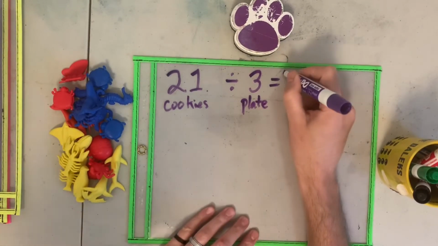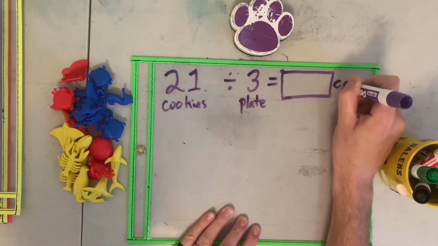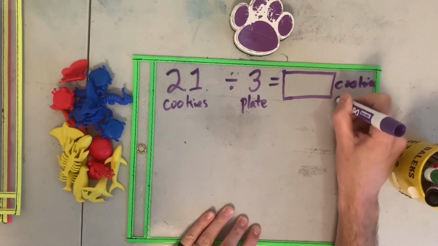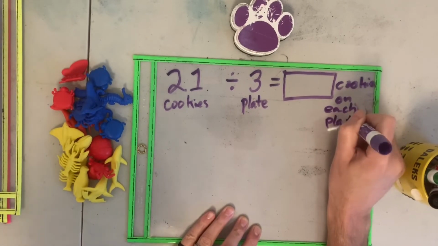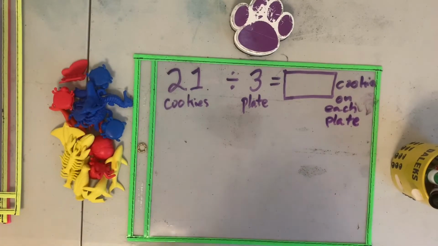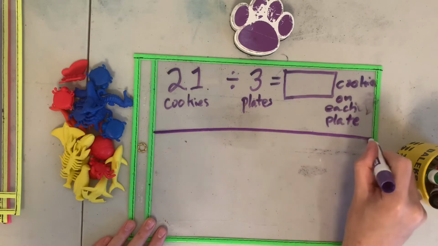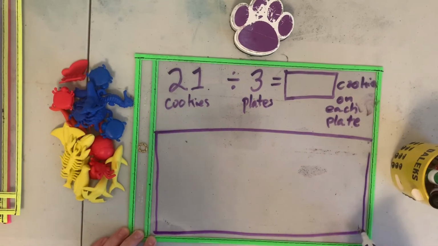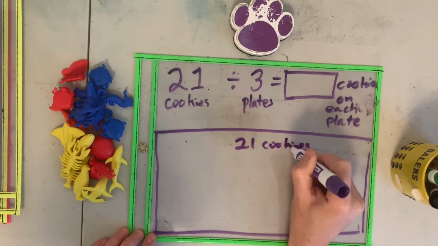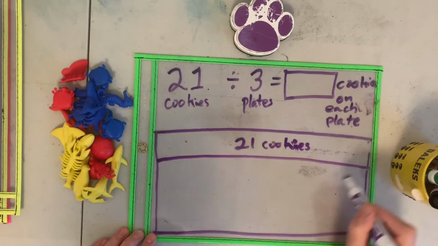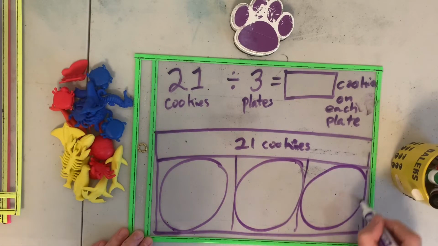And the question is, how many cookies are on each plate? ¿Cuántas galletas hay en cada plato? So we have blank cookies on each plate. So I have 21 cookies. How many plates do I have? I have 3 plates. So I'm going to draw 3 plates. But let's first do the part whole. We need to remember to do the part whole. So I have 21 cookies. I love some cookies. Let's draw the plates. So I have 1 plate here, 2 plates here, and 3 plates, 3 platos.